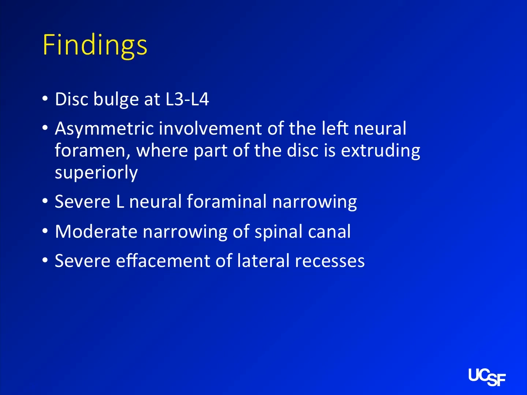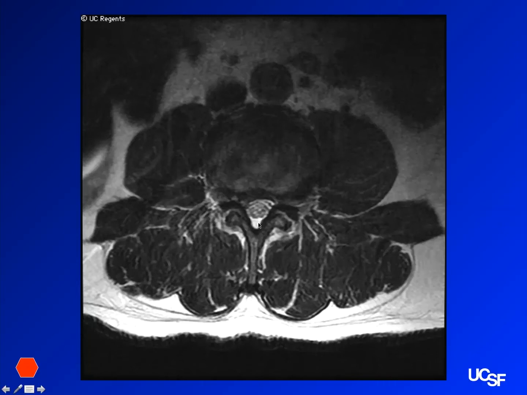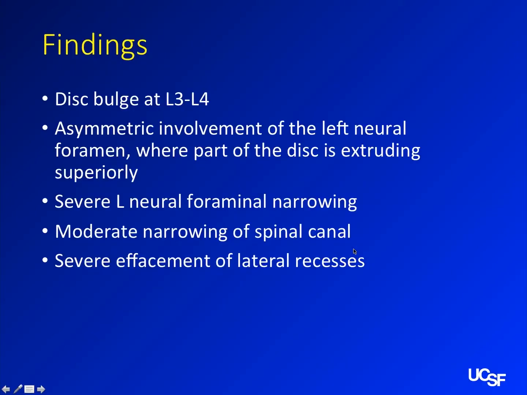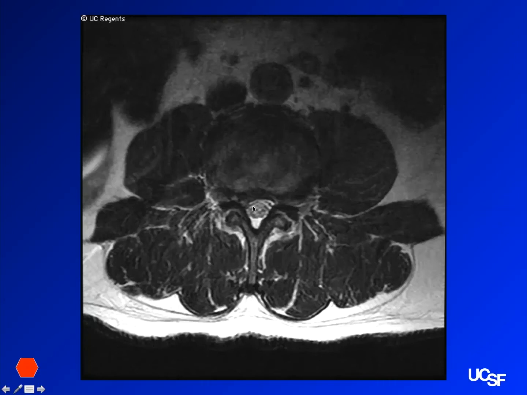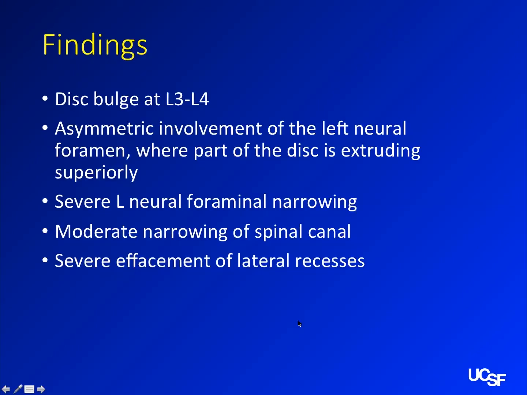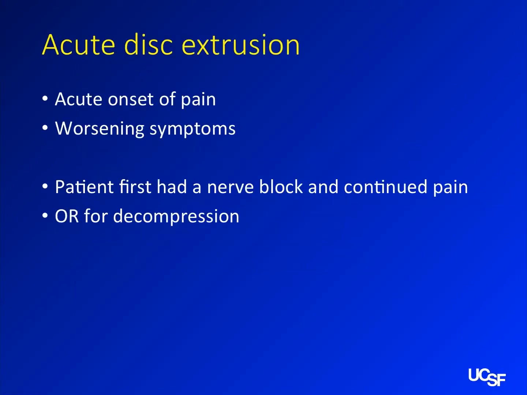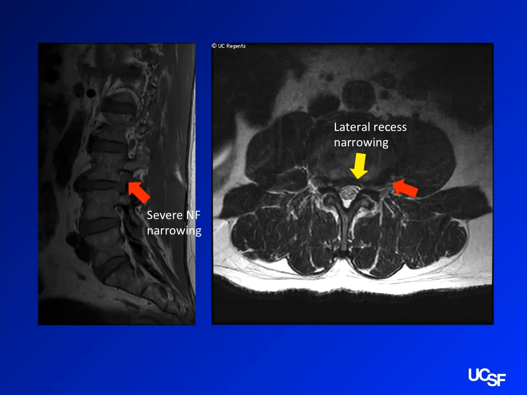There's a disc there. It's causing severe left neural foraminal narrowing. The canal here actually doesn't look that bad on the axials, so maybe that's moderate. And those lateral recesses are gone. There should be a little notch for a nerve root to sit there, and that's going to cause radiculopathy from the level below. So nice job. They took that person to the OR. Here it's just pointed out. You got the recess narrowing.